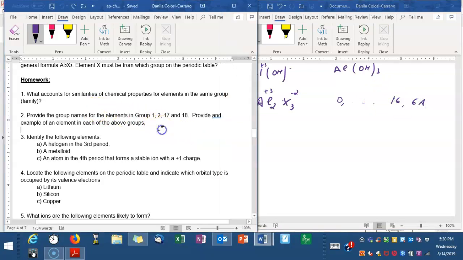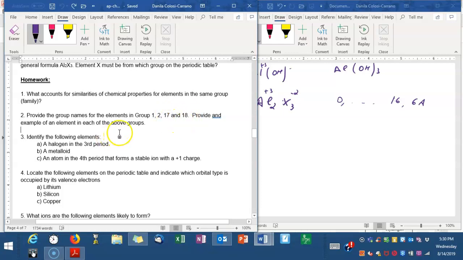Next, homework section. What accounts for similarities or chemical properties for elements in the same group? Well, same group means technically that every single one of those elements in a column, one after the other, share the same properties of having the same valence electrons. Provide the group name for the elements in group 1, which is alkali metal, 2, which is alkaline earth metals, 17 are the halogens, 18 are the noble gases.